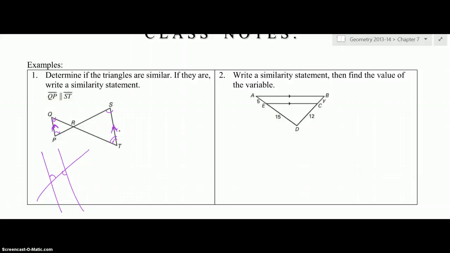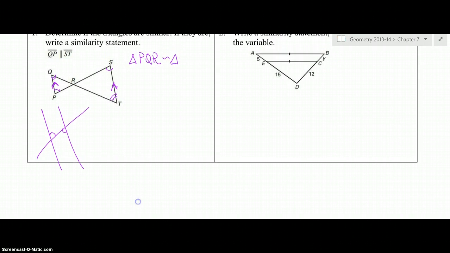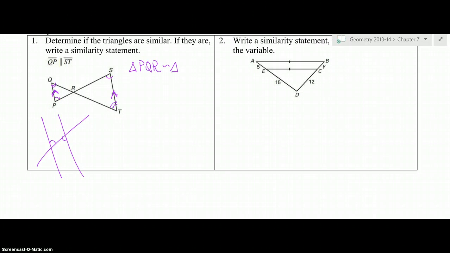So, is there enough information to show that these triangles are similar? Yes, you only need two pairs of angles, right? Okay, so what does it mean by write a similarity statement? It should look like this. Triangle PQR is similar to triangle, and then you have to figure out what matches up based upon the markings.